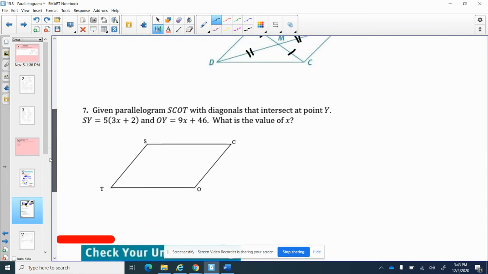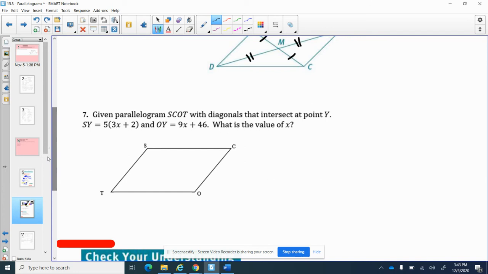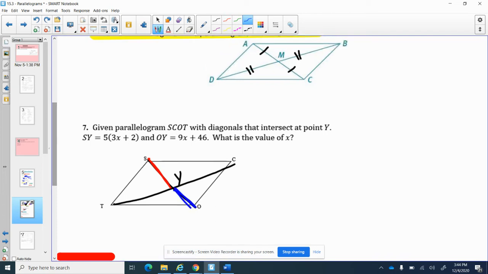So if we look at number 7, we have parallelogram SCOT with diagonals that intersect at point Y. What we would say here is that we would first of all have to draw in point Y, and then SY is this piece right here, and then OY is this piece right here. Well, we know from the above information that our diagonals are bisected. So we know that SY is congruent to OY, and TY and YC are congruent. We know that about our parallelogram since that was given to us.